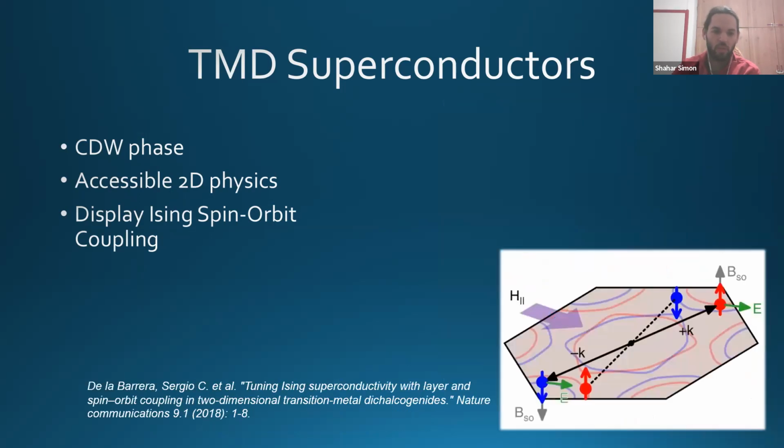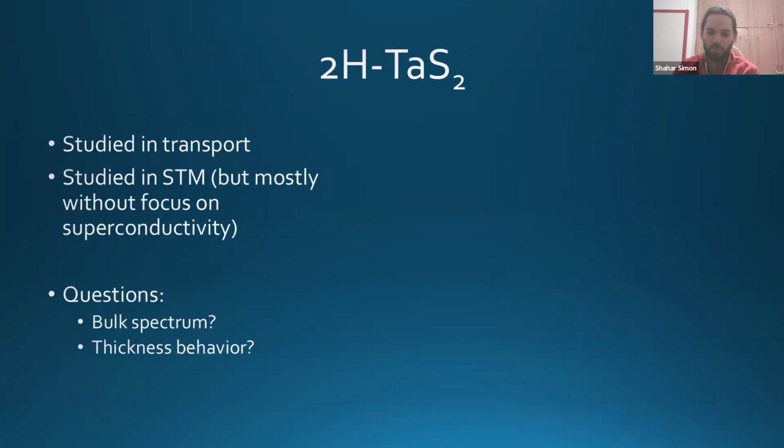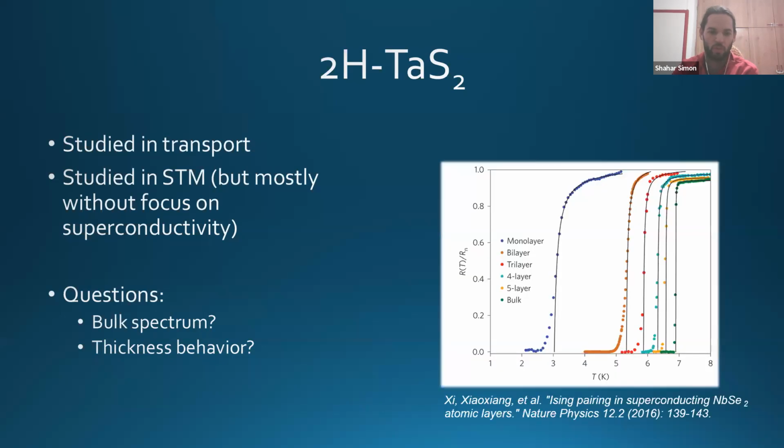Also, they have very strong Ising spin orbit coupling, which I hope I'll be able to mention again near the end of my talk. Specifically, TaS₂ is interesting. It has been measured in transport before by several groups, and also in STM, but mostly it was only interesting to people because of its charge density wave, and the superconductivity wasn't an issue in most cases up until fairly recently. And the reason it is interesting to me is that it has a peculiarity.